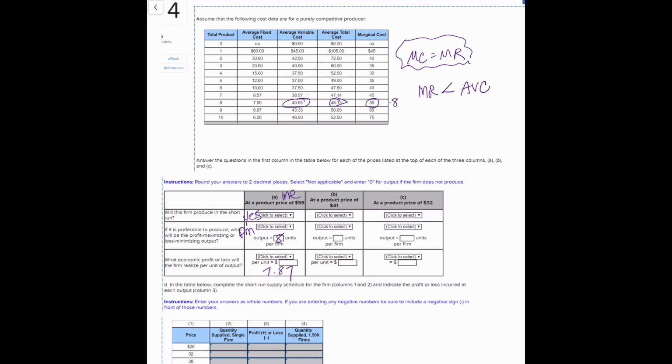We'll go to another one. At a price of $41. So again, marginal revenue is $41. So how many units would we produce? Well, we'd have 6 units. We want to double check and make sure that that $41 is above our average variable cost. It is. So in this one, it'd be a yes. How many units of output? 6 units of output. And would this be profit maximizing or loss minimizing? So $41. Sorry about that, I'm reading this carefully.